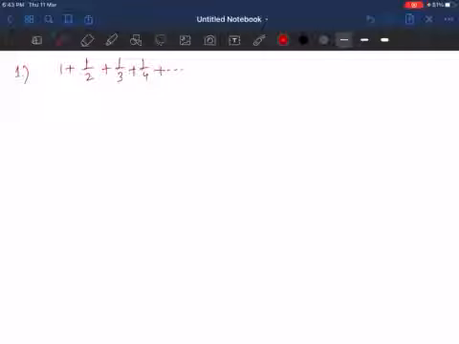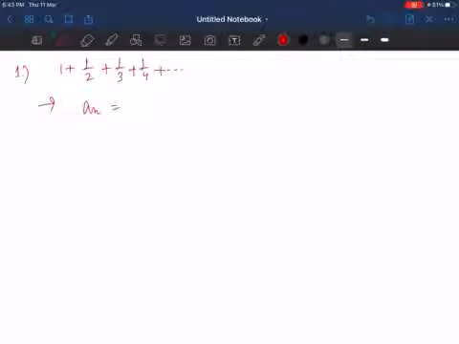Now if you check carefully, this is neither AP nor GP. Since it is neither AP nor GP, we cannot find the sum. So since we cannot find the sum, we have to look for the second method. The second method was what? To find out the nth term. So how to find the nth term? So an will be equal to what?